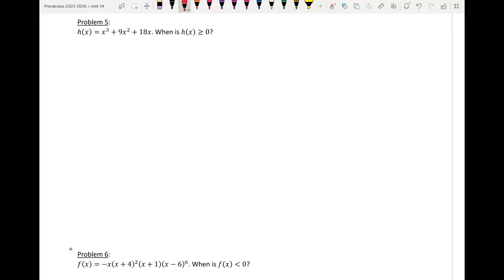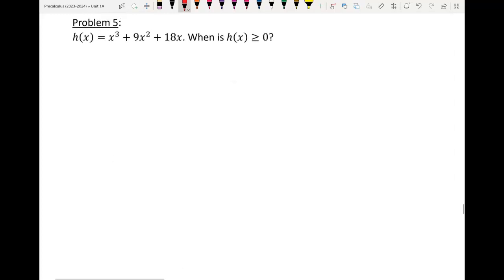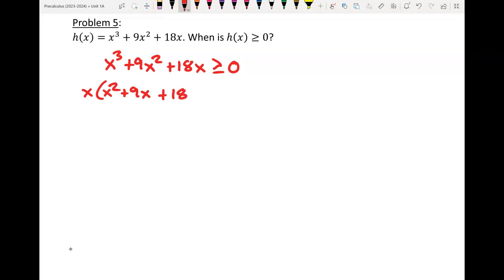So we have h of x is x cubed plus 9x squared plus 18x, and we want to know when is it greater than or equal to 0. We have that "or equal to" on this one, which we haven't had yet. It's already moved over, unlike that last one where I had to move things over first, so we can start factoring. I can factor out an x, leaving me with x squared plus 9x plus 18, and that is greater than or equal to 0.